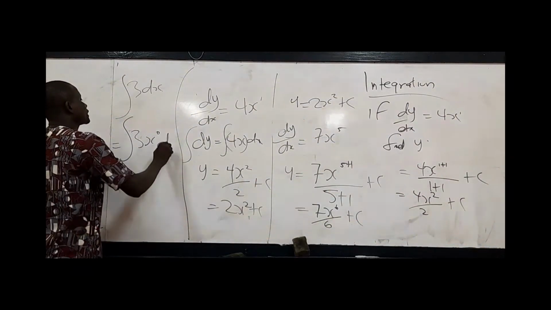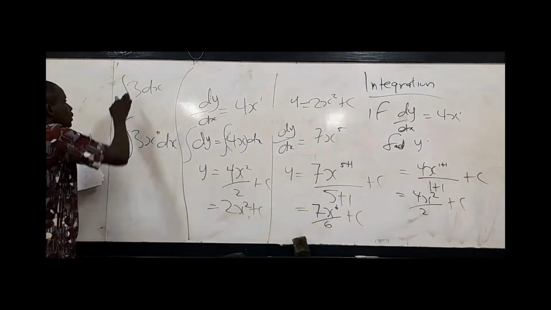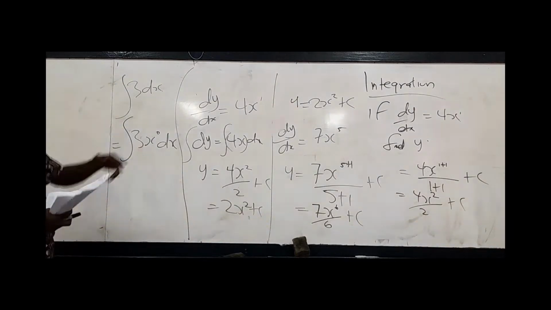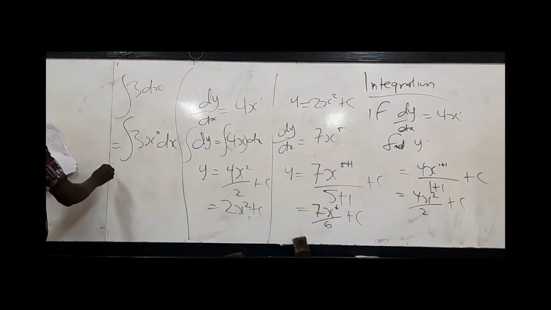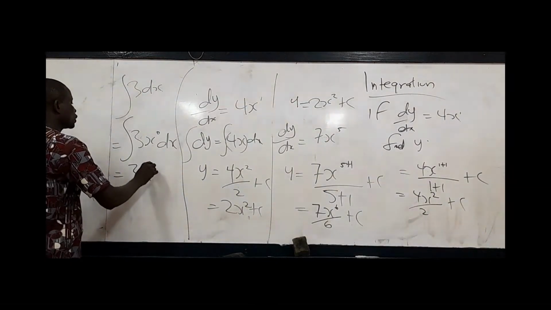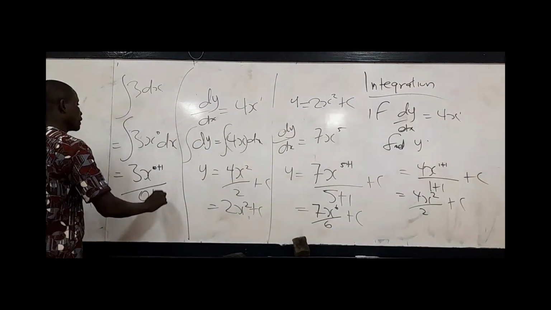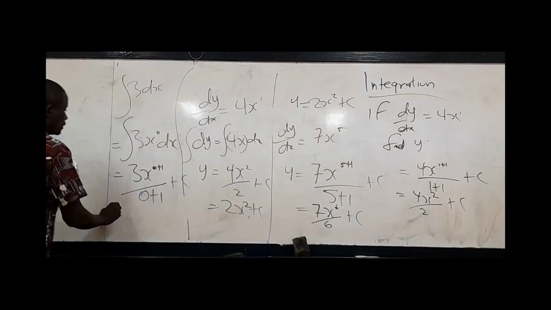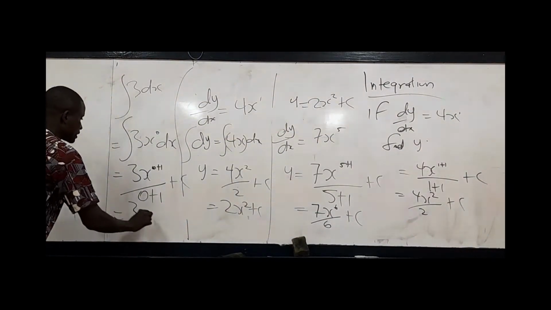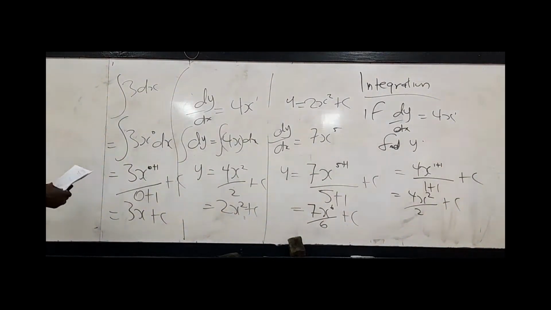Now I'm telling you why when you integrate you get x to the power. The moment you see a constant, there is x raised to power 0 there. So here it becomes 3 x raised to power 0 plus 1 all over 0 plus 1, plus c. So in effect, this is x raised to power 1. So it becomes 3x plus c. I guess I've made my point.